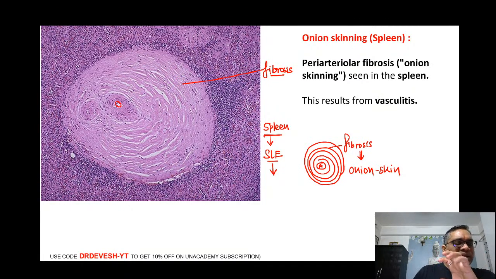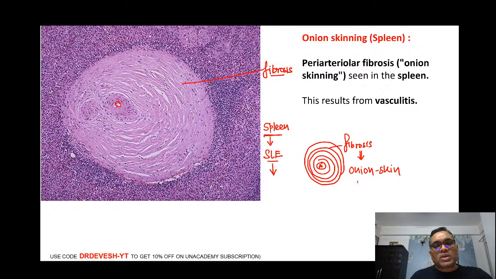Patient was having SLE, or they'll be telling that patient was having malar rash. Then there is a discoid rash. She was positive for anti-nuclear antibody. Spleen was resected, and this is the splenic specimen. Most likely it is, right? So most likely it is onion skin appearance.